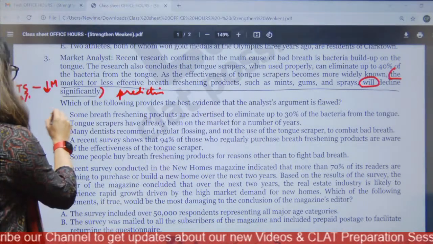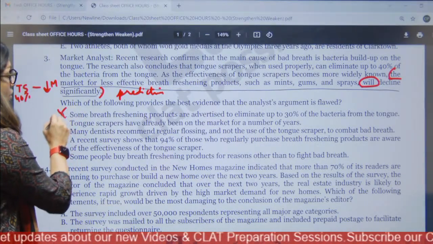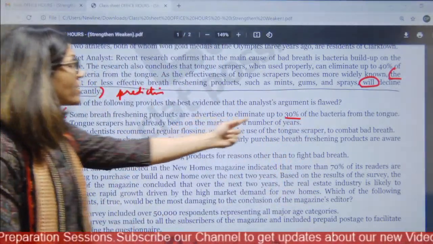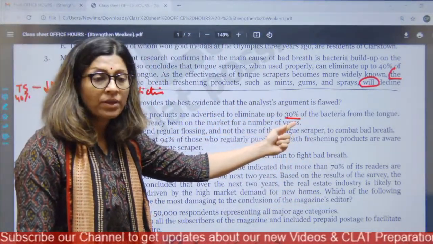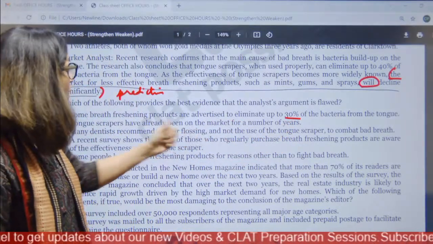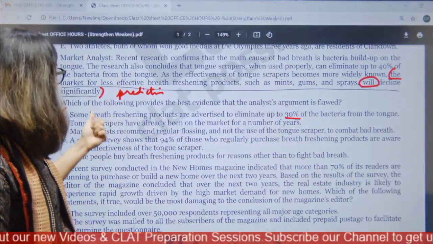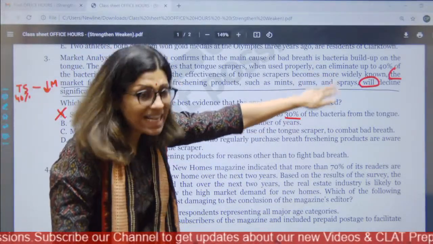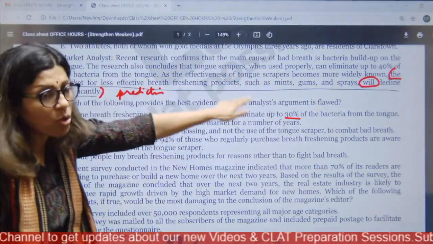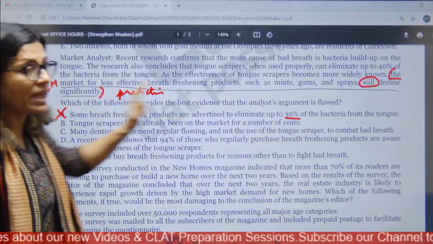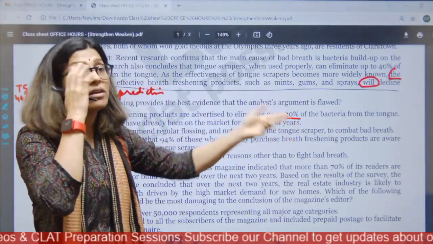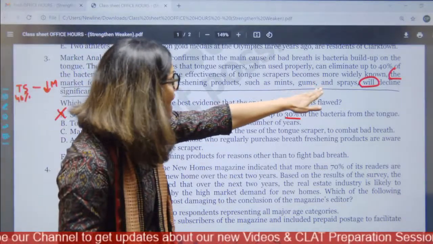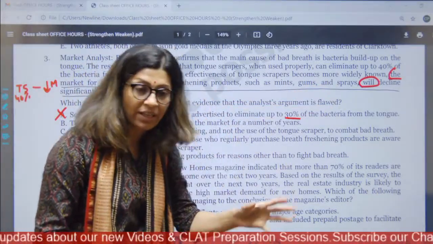Now, option A brings in new information, but of a product which is less effective than tongue scraper. And it is a flimsy option because breath freshening products are the ones that are killing less bacteria than tongue scrapers. And this is what the author is saying. If they are killing 40, other things are killing 30, why will people buy this? So this is reaffirming that yes, mints and gums are killing less bacteria.